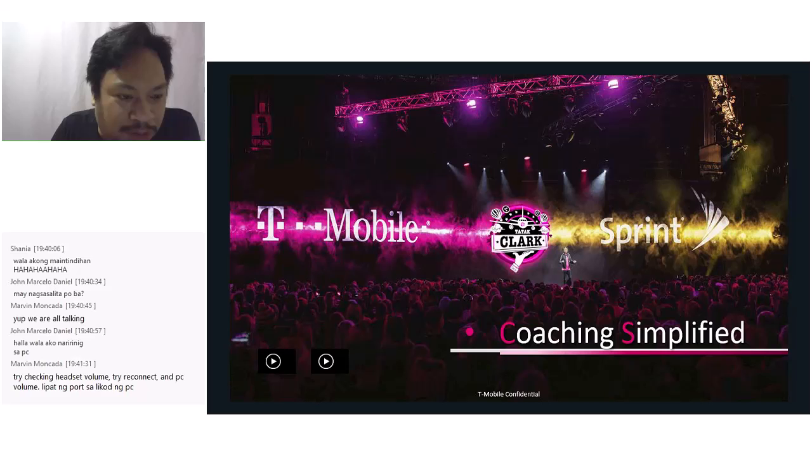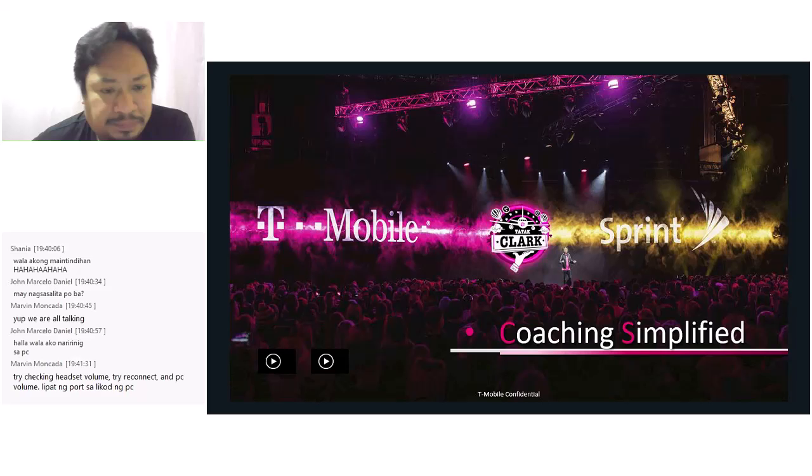Medyo slow yung web base. Unfortunately, if you are web based in Skype, but if you downloaded and installed it, it will be a bit faster. But don't worry, what matters now is on the screen. The coaching simplified. This is the deck that I'm using right now when it comes to simplifying coaching for operations.